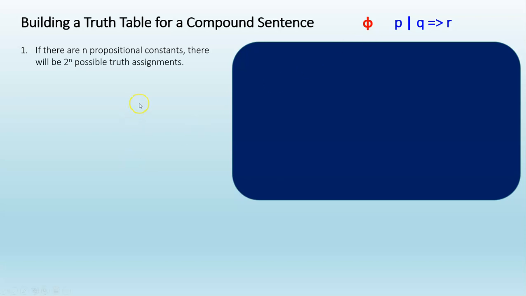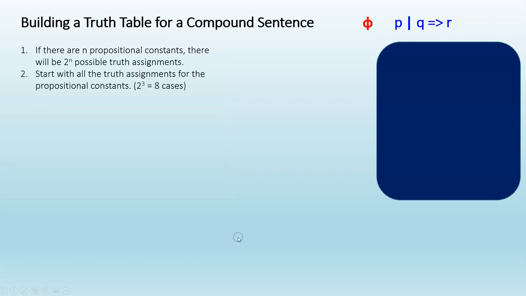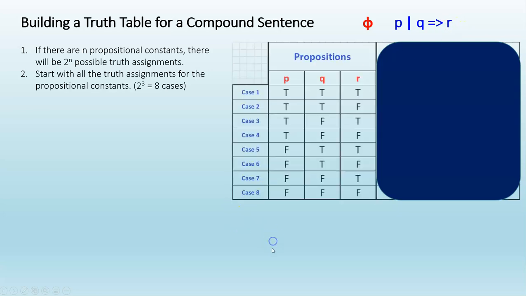And remember, this sentence can have a truth value of true or false. So if there are n propositional constants, there will be 2 to the n possible truth assignments. You should have your students prove that to themselves. I have an activity for that. So in our case, we have 3 propositional constants. They are P, Q, and R. And that means we'll have 2 to the 3rd, or 8, cases.